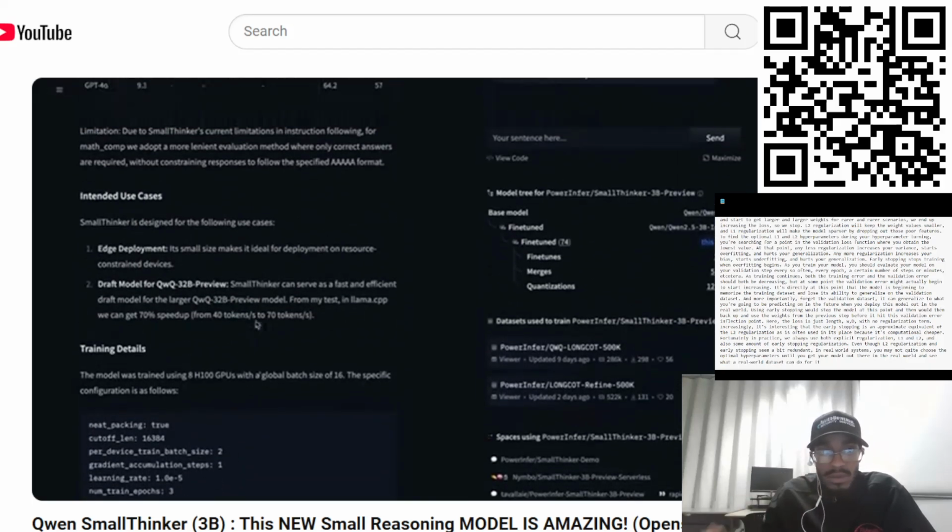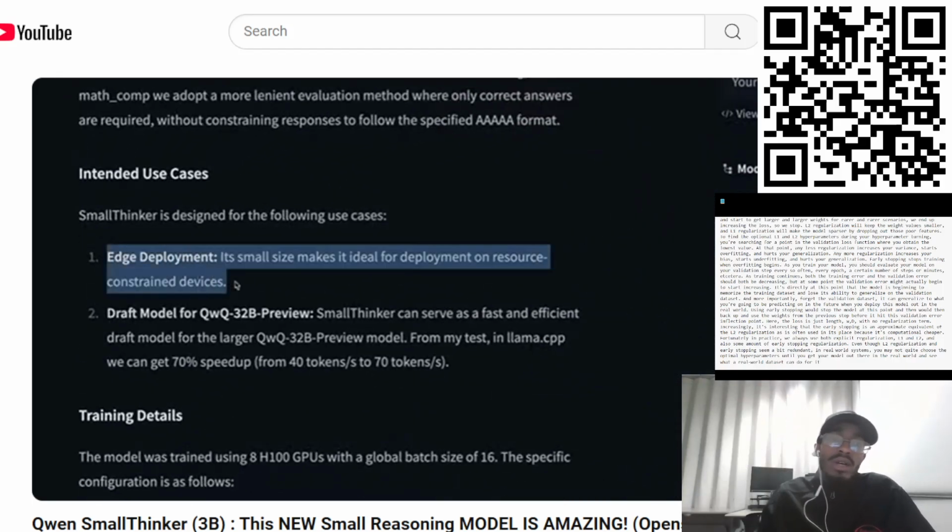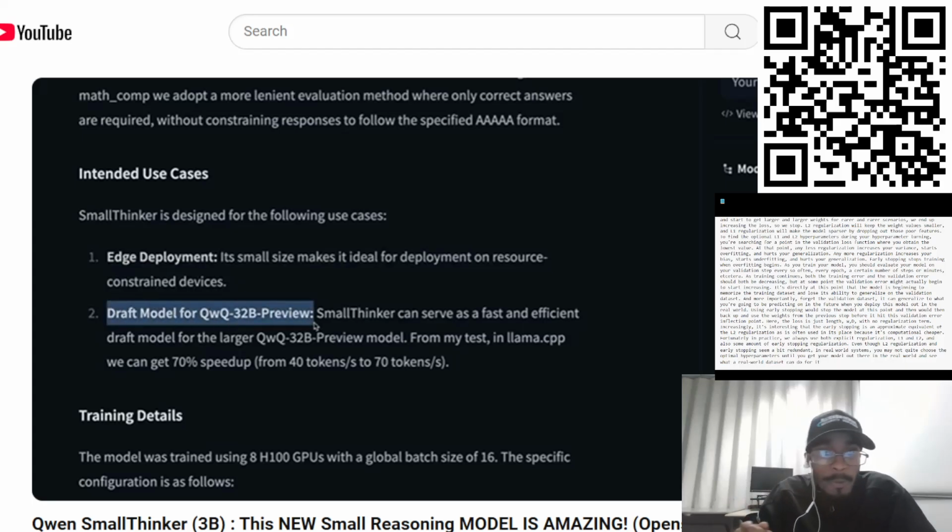Now, if we look at the intended use cases of this model, then it is intended to be used locally as a general model. But one more thing about it is that it can also be used as a draft model for QWQ, which can increase your inference speeds for QWQ.